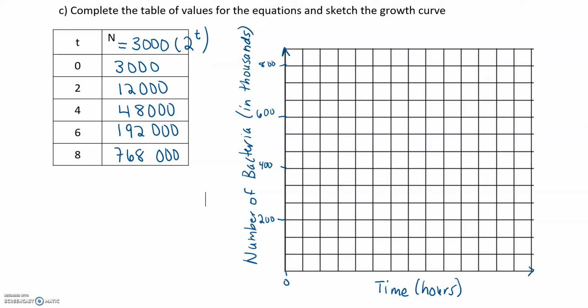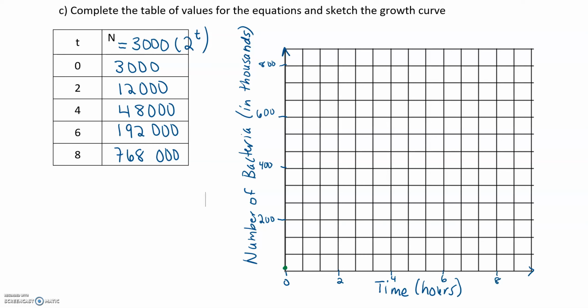We know initially at time 0 we have 3,000 bacteria, so it almost looks like it's at 0 on this graph. We need to mark the values of time on the horizontal axis in order to graph the rest of the points.